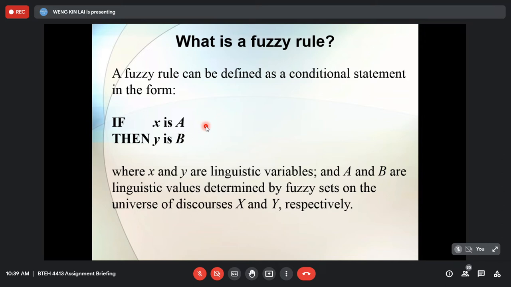But later on, you see that A and B are actually defined as membership functions, right? So A and B are your linguistic values. It can be tall, short, fat, or thin. And X and Y are your linguistic variables. As I said before, if speed is fast, if height is tall, John is tall, things like that. A person is tall, right? Determined by the fuzzy sets on the universes of discourse X and Y, respectively.